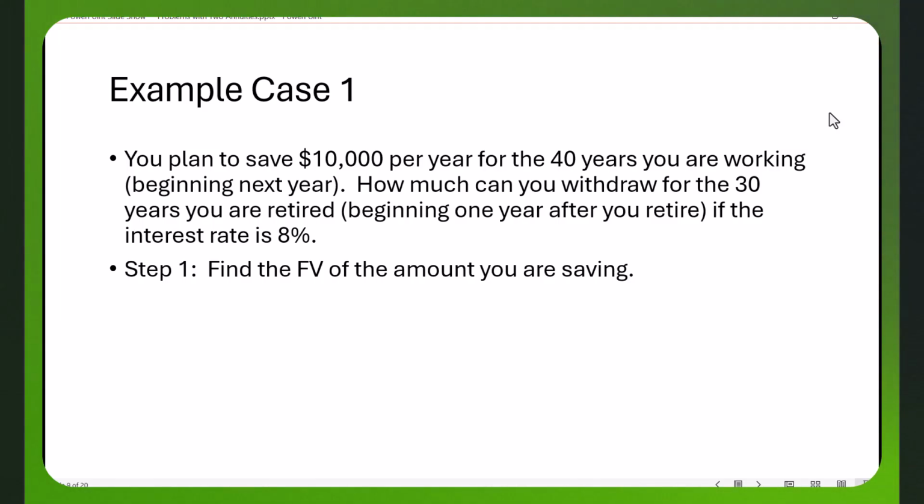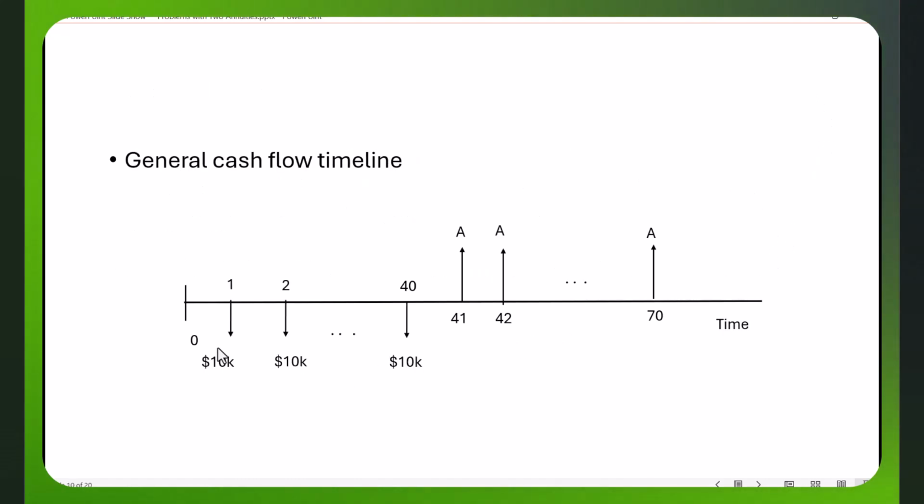How much can you withdraw for the 30 years you're retired, beginning 1 year after you retire, if the interest rate is 8%? Let's find the future value of the amount you're investing in step 1, right? So we want to find what the $10,000 deposited in year 1 and in year 2 all the way out to year 40, what the value of that's going to be.